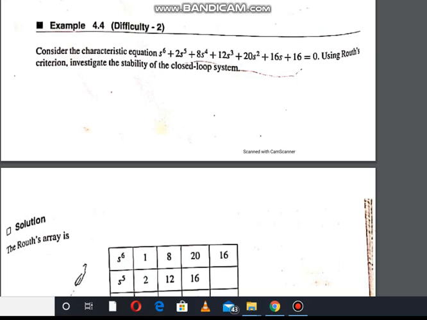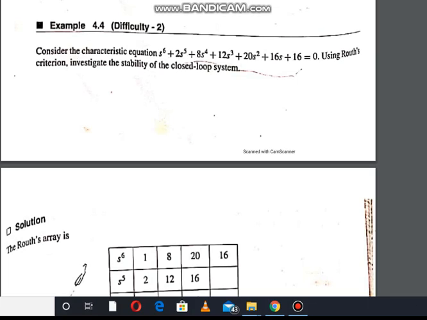If we get, for example, a whole row equal to 0 in the Routh array, then we cannot continue the problem by using difficulty 1. This type of problem is called difficulty 2. We'll see one problem based on that. Consider the characteristic equation s to the power 6 plus 2s to the power 5 plus 8s to the power 4 plus 12s cubed plus 20s square plus 16s plus 16 is equal to 0. Using Routh's criterion, investigate the stability of the closed loop system.